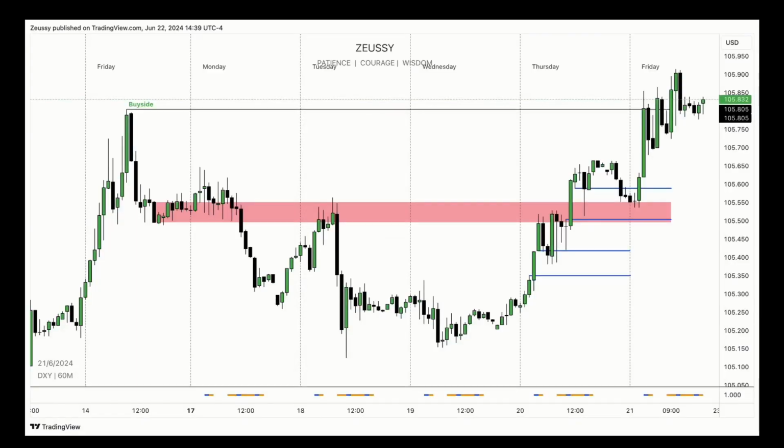Here we are on the hourly chart of the DOR. As you can see, we can see the past week's delivery on the DOR.